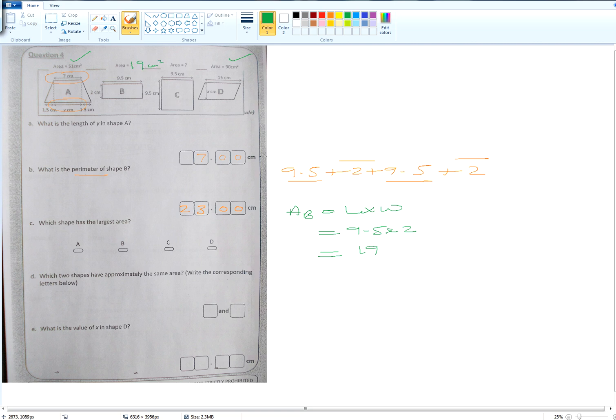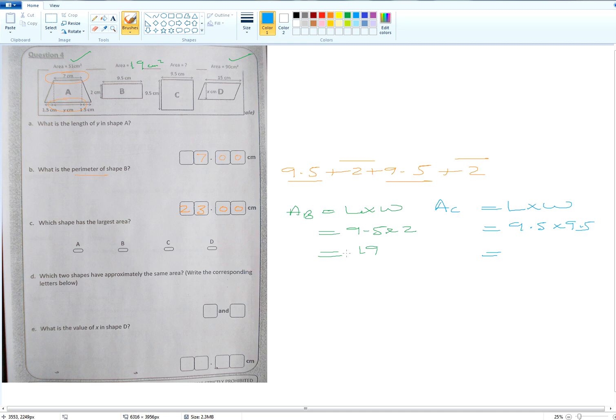We're going to work out the area of shape C now. The area of shape C is equal to, again, length times width, because it is a square, a special type of rectangle. So you have 9.5 times 9.5. And that will give us an answer for the area of C of what? 83.5.